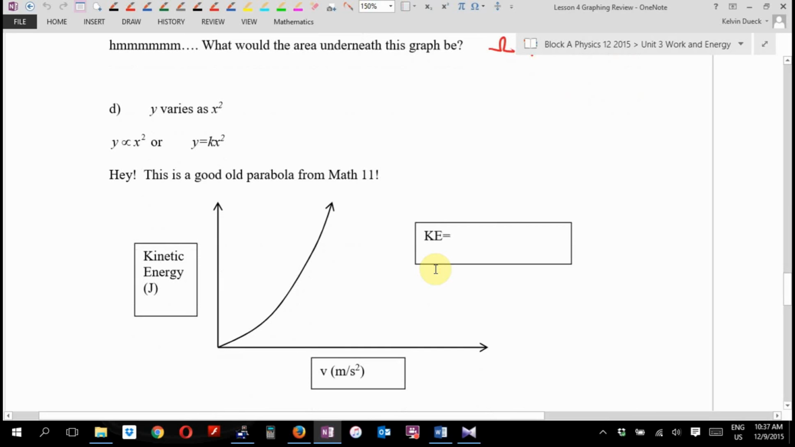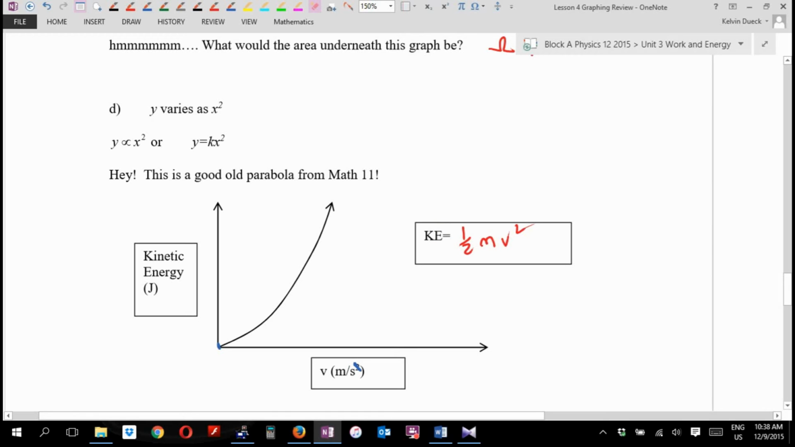Fourth possibility: y can vary directly as x squared. Y equals kx squared. You know what? This is the good old parabola from Math 11. In fact, a half mv squared if we graph kinetic energy versus v. There's a typo that I keep forgetting to fix. Can you cross out the squared there? V is meters per second. I was cutting and pasting and anyways. Okay. If you graphed kinetic energy versus velocity, you'd get half a parabola. Why half a parabola? I know it goes through 0, 0, because if v is 0, how much kinetic energy do you have? Yeah, 0, okay?